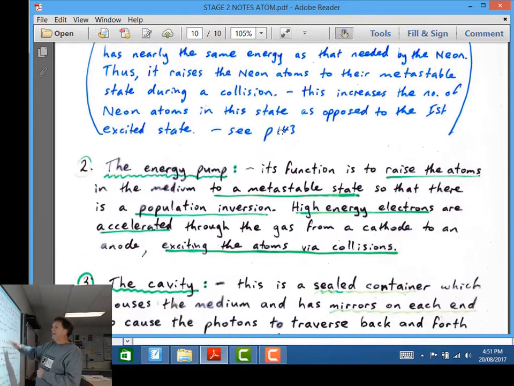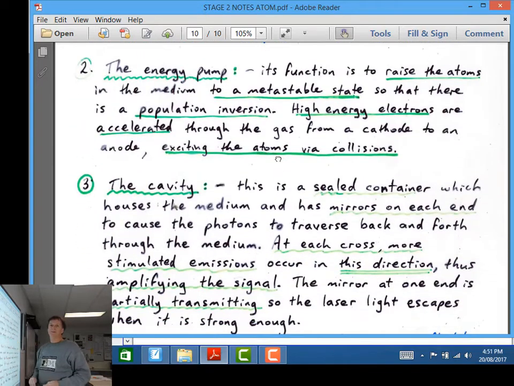You need an energy pump in there, and the typical one we're using now is for a gas laser. We've got a positive electrode and a negative one, and the electrons would leave the negative one, go through the gas, strike the atoms in the gas and pump them up to that higher state, on collision, all right? And if we do that correctly, we should be able to set up a population inversion where there are more atoms in the higher state than the lower one, and give us those stimulated emissions that we want.